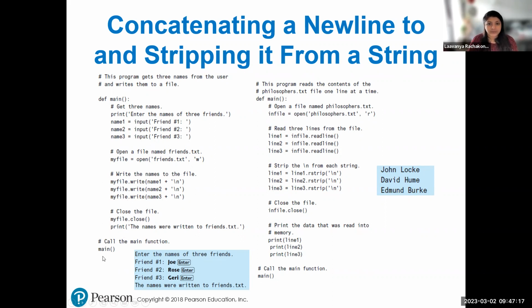So once this program is executed, this is a sample output here. I'm asking the user for friend1, friend2, friend3. The names were written to friends.txt. That is the print statement after the file has been closed.